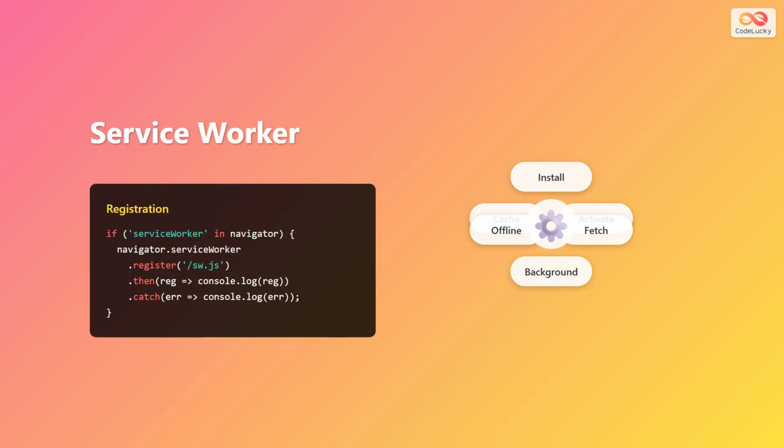After a service worker is registered, it goes through several stages, including installation, activation, and fetching. It can also handle background tasks, manage caching, and provide offline access to the app's resources.